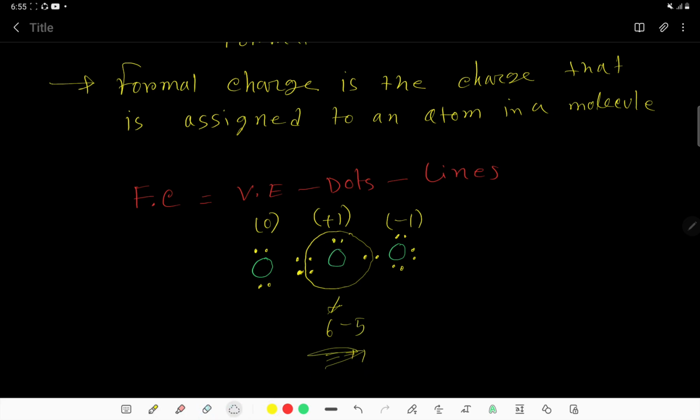Now find out the formal charge for this oxygen. We have to draw a circle, right? This circle includes all the lone pairs, but includes only half of the bond pairs. So 6 minus 2, 4, 6, 7, that is -1. So the formal charge for this oxygen is -1.